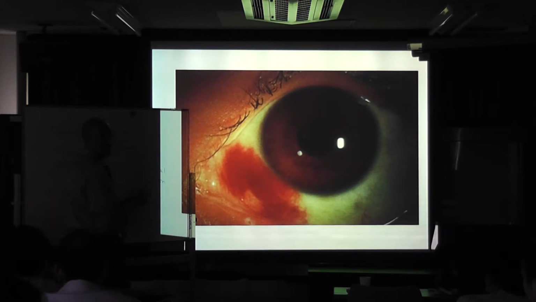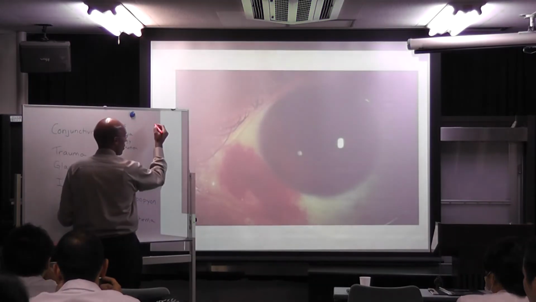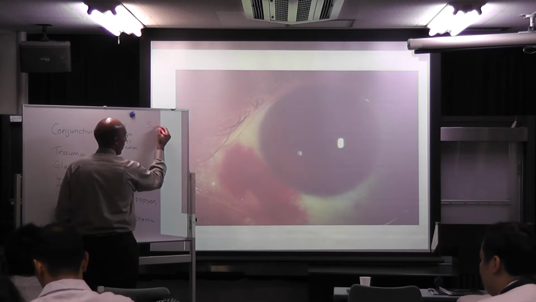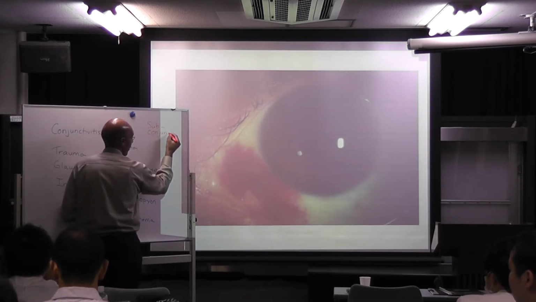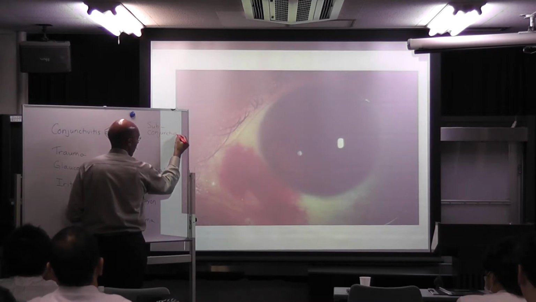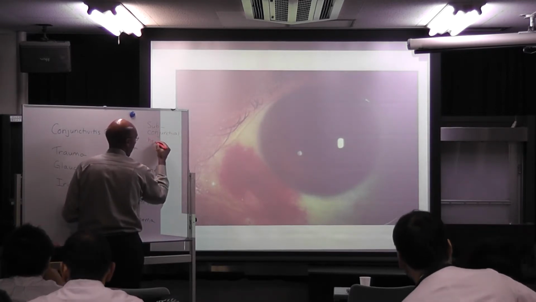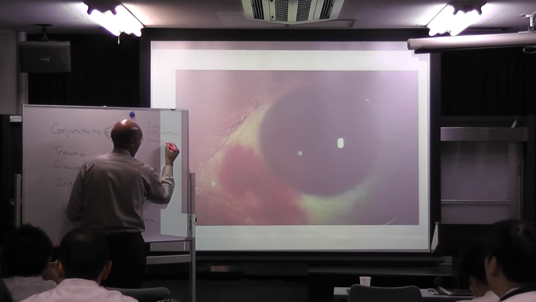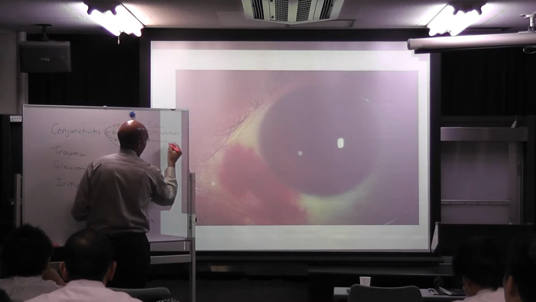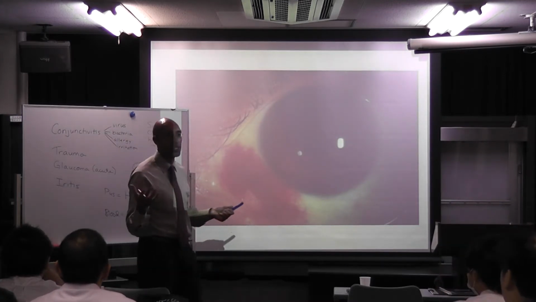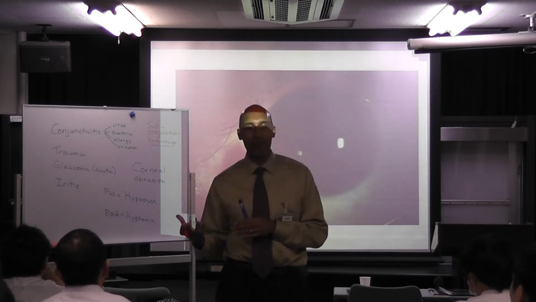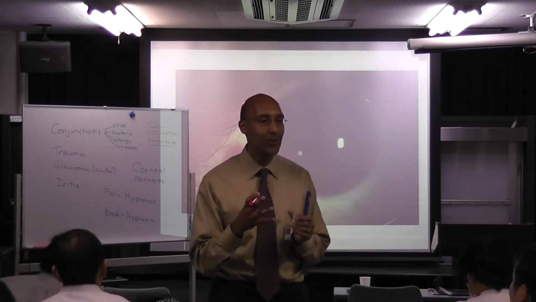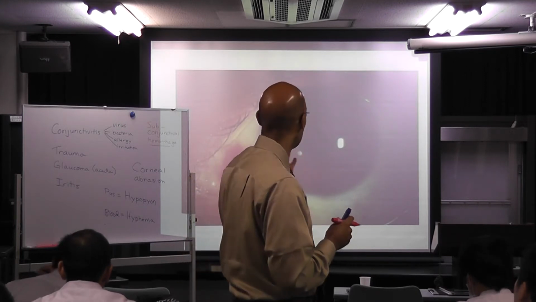I'll show you. So this one is called subconjunctival hemorrhage. This one is doctor and patient's favorite diagnosis because there's no problem and he will be better in 4 or 5 days. Nothing to do. Just simple observation.